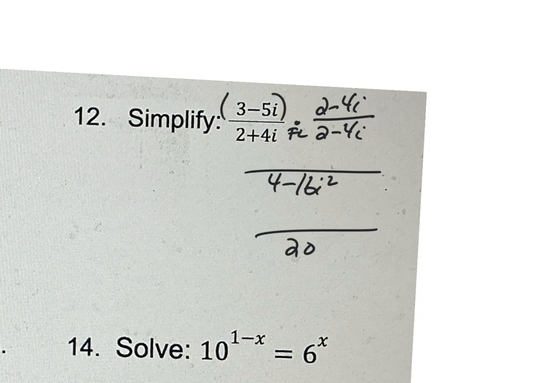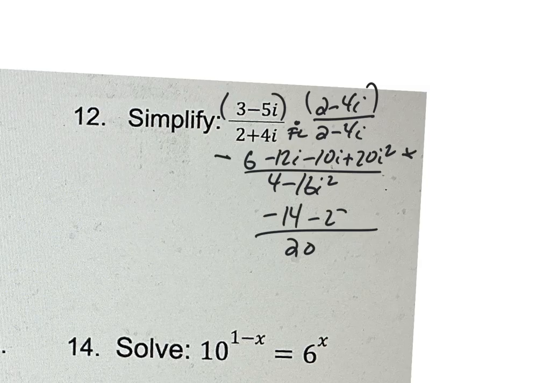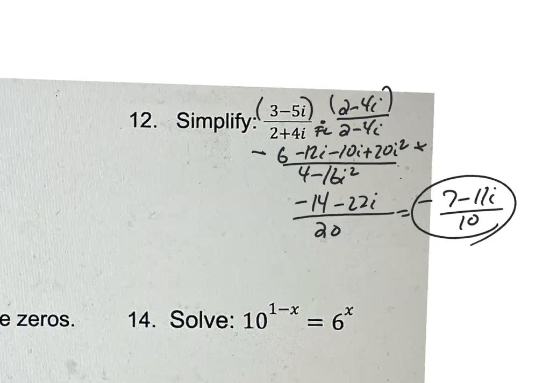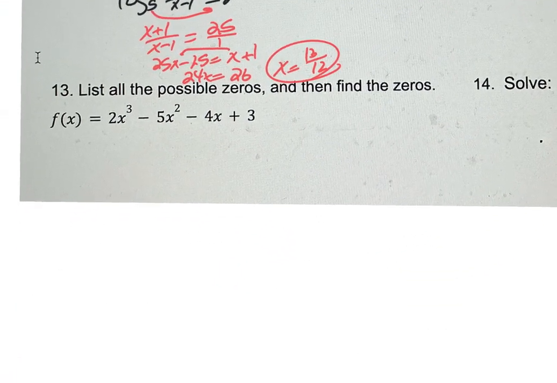On my numerator, I'm doing FOIL: first, outer, inner, last. That i squared right there makes it a negative 20, plus the 6 in the front gives me a negative 14, and my i's in the middle are negative 22i. So I'm going to take out a 2 out of everything, take a 2 out of 14, take a 2 out of 22, and take a 2 out of 10. And there's that one.